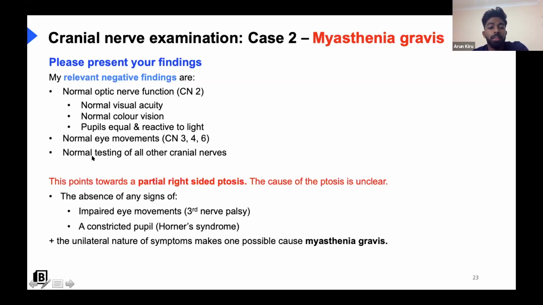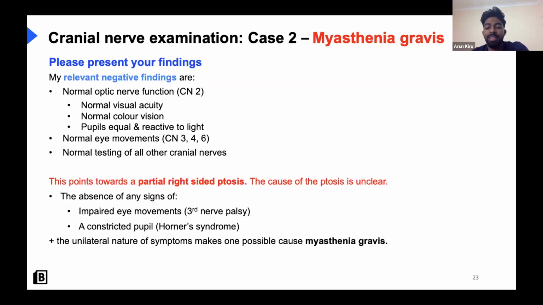And there was normal testing of all the other cranial nerves. So rather than saying my relevant findings are there was normal testing of all cranial nerves, you're being a bit relevant here. You're showing why this is essential and why this is more important. So you summarize, this points towards a partial right-sided ptosis. The cause is unclear because you cannot just say for sure this is myasthenia.